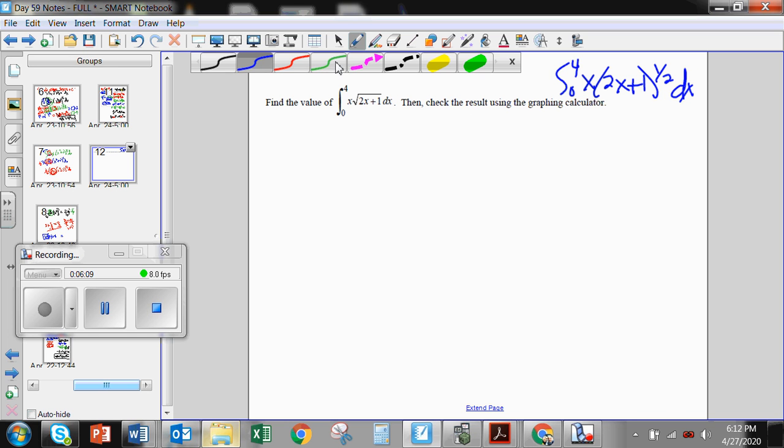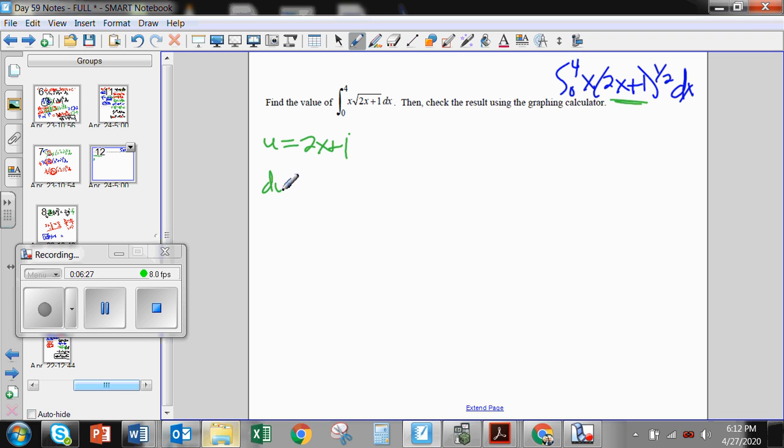Okay, so now what were we taught? Let's find, hey, what's our u? Use the inside function. That's going to be 2x plus 1. I always like to do, hey, let's take the derivative. So derivative du dx, again, that's 1 du dx equals 2. So now du equals 2 dx.